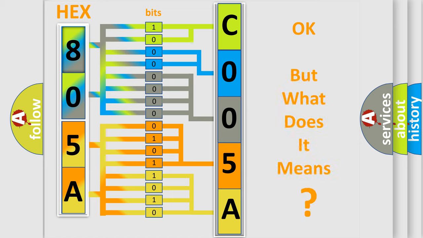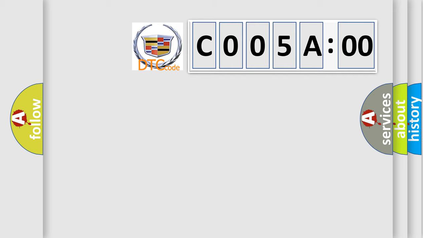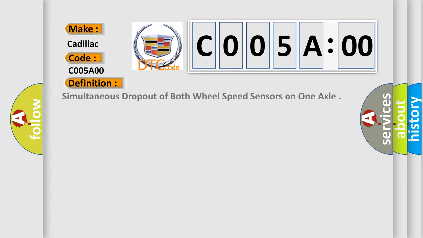The number itself does not make sense to us if we cannot assign information to what it actually expresses. So, what does the Diagnostic Trouble Code C005A00 interpret specifically for Cadillac car manufacturers? The basic definition is: simultaneous dropout of both wheel speed sensors on one axle.